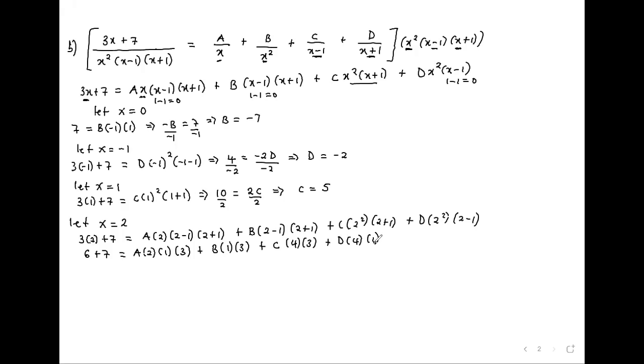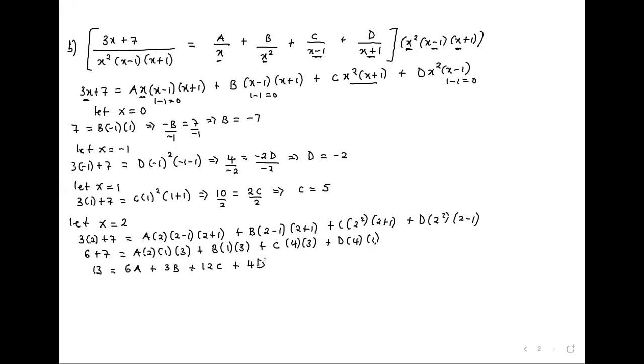6 plus 7, 13. 2 times 3, 6a. Plus 3 times 1, 3b. Plus 4 times 3, 12c. Plus 4 times 1, 4d.